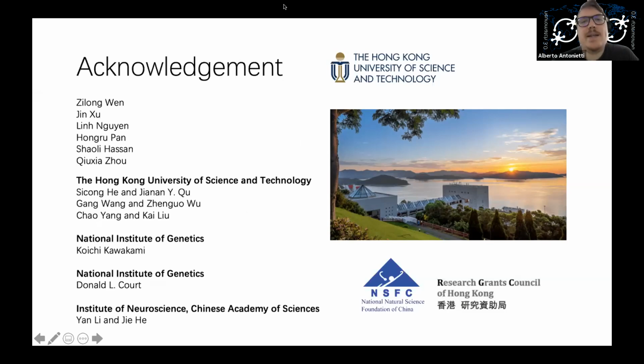Do you have any idea when these two microglial cell types appear in development?